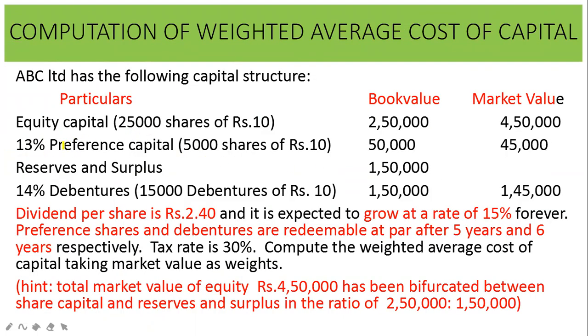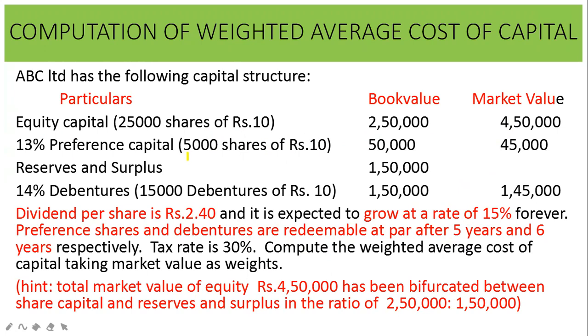You see the preference share capital's market value is 45,000. Its rate of interest is fixed as 13%, but it's given here that the preference shares and debentures are redeemable. What do you mean by this redeemable? It is repayable. After the 5th year, these preference shares are to be repayable to the preference shareholders. After how many years? After the 5th year, this amount has to be repaid to the preference shareholders.